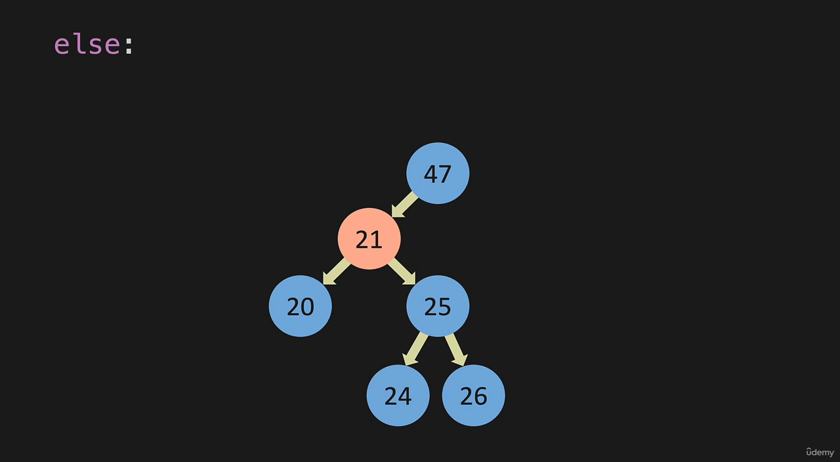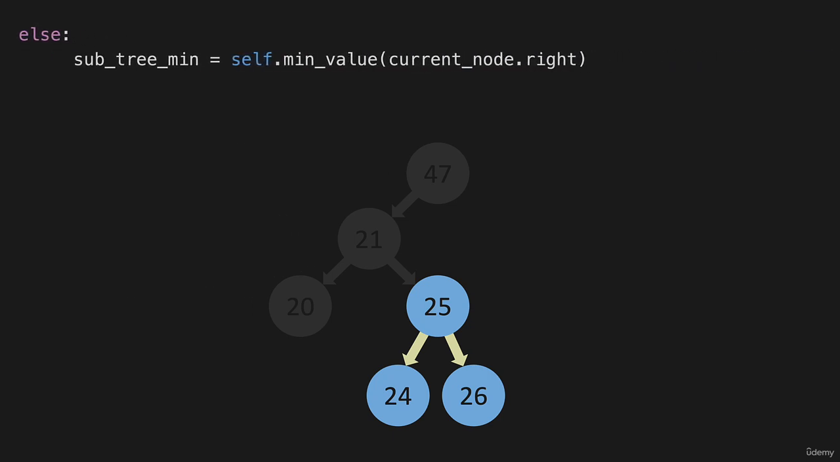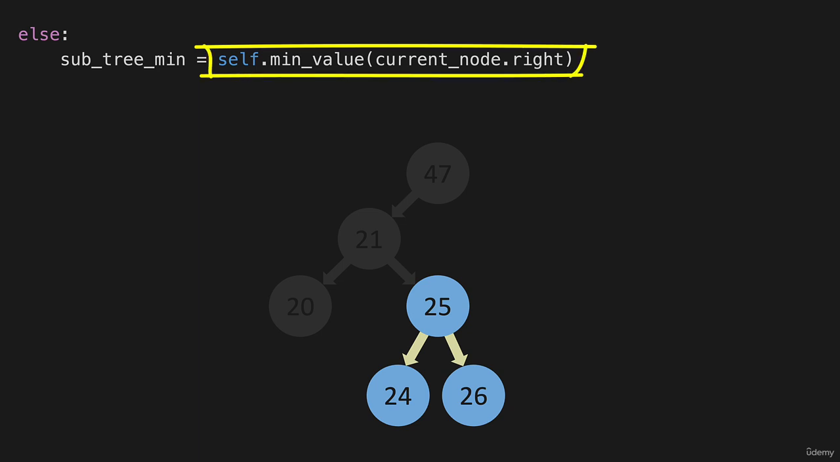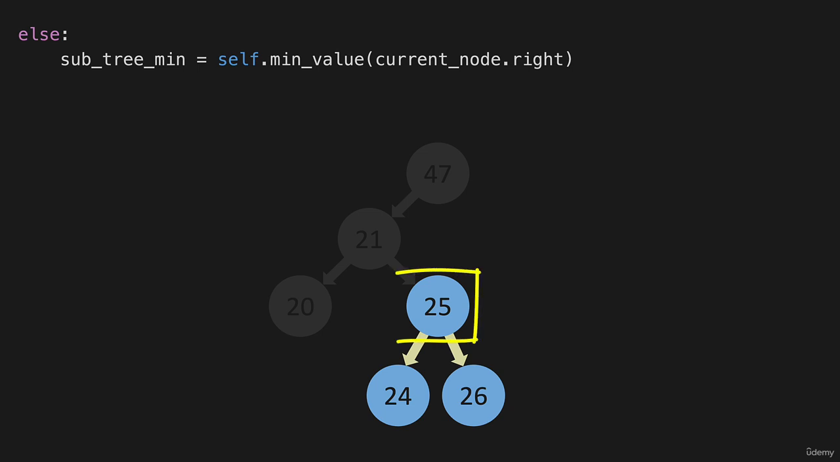And now we'll build out this else statement. For all of the code that we're going to write in this else statement, current node will be this 21 node. So the first thing we need to do is look at that subtree on the right of that 21 node and get the lowest value. And this is where we use that helper method that we created in the last video. So we'll have a variable that we call subtree min, and we'll set it to be equal to min value of current node.right. And current node.right is that 25 node. So the minimum value in that subtree will be 24.